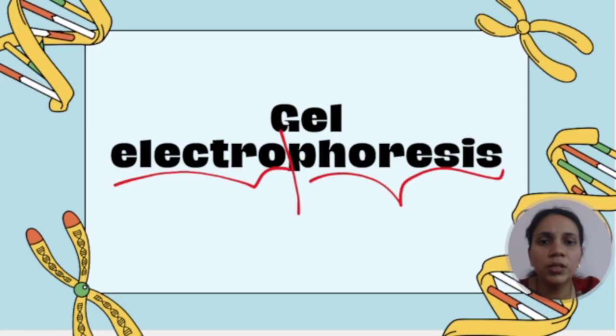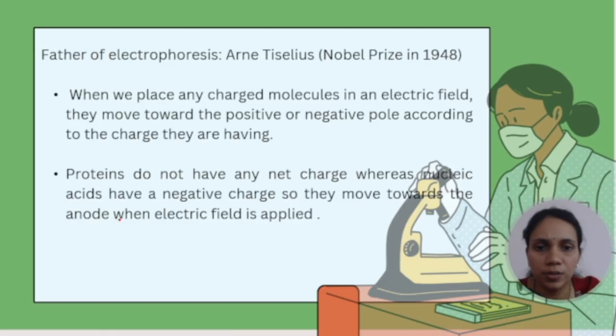Biomolecules such as nucleotides, amino acids, DNA, and RNA are charged molecules, so they can be easily separated using this technique. Whereas molecules like sugars, which do not have charge, cannot be separated using this technique. So let us try to understand the principle behind gel electrophoresis.